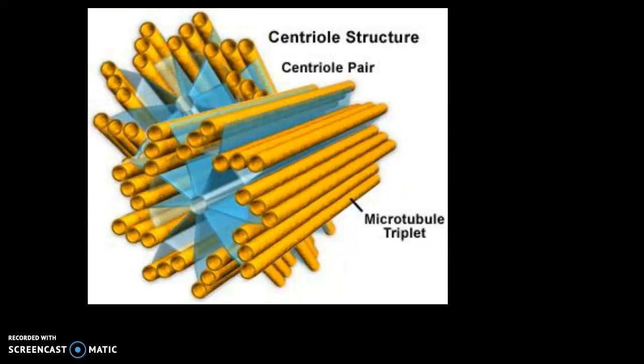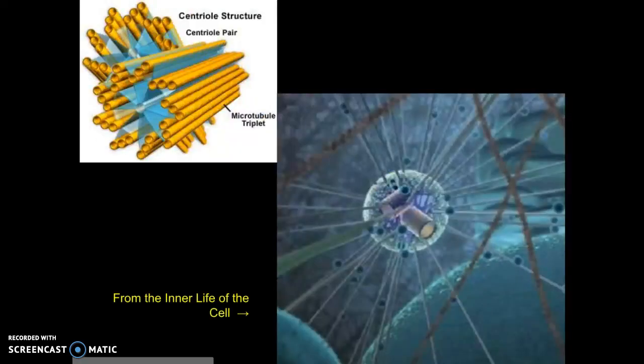So this 9 times 3 arrangement of microtubules is true of centrioles, and it will also be true of another structure I'll show you in a second. But that's something to remember. It's often on things like MCAT tests or NCLEX or some of these GREs. What is the arrangement of microtubules in the centrioles? And it's a 9 times 3 plus 0 arrangement of microtubules.